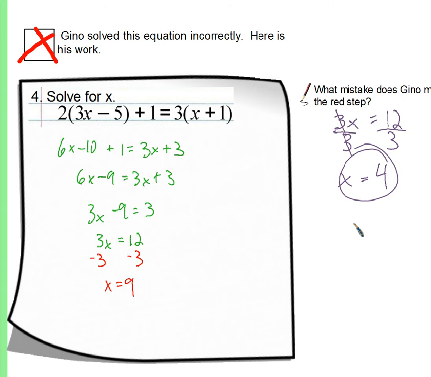For the answer? Yep. X should be 4. Or number 5, right? Yes. Yeah, yours reads number 5.